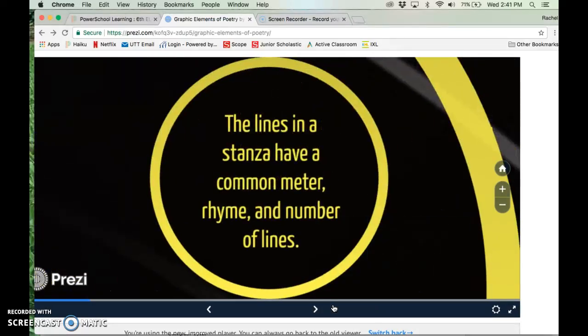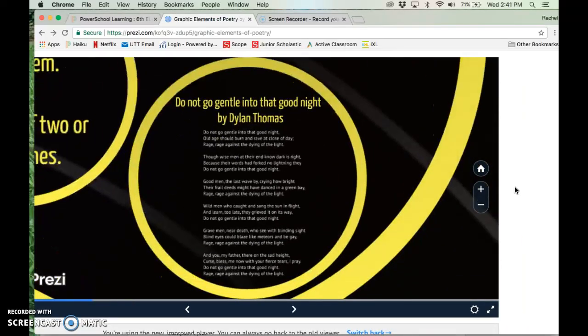Now, the lines of a stanza often have something that ties them together and makes them similar, such as a common meter, rhyme, and the number of lines that a stanza is composed of. As you can see in this poem, it follows a structure of the first 5 stanzas consisting of 3-lined stanzas, and then the last one consisting of 4 lines. So this adds structure and flow to the poem.